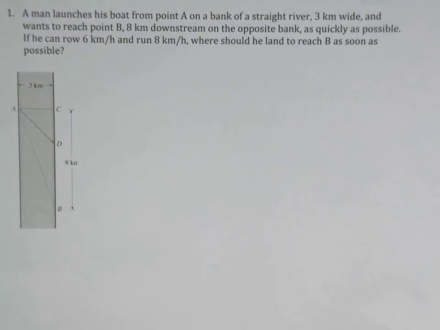Welcome to the lesson on optimization. When we talk about optimization, we're just solving a bunch of word problems where we want an optimal answer. So let's look at this one.